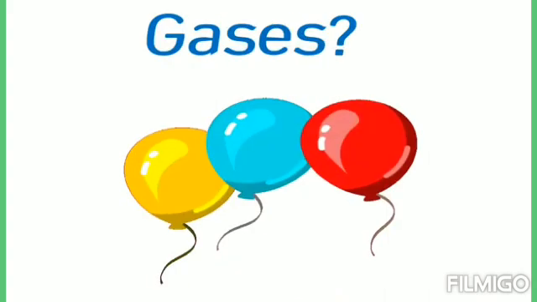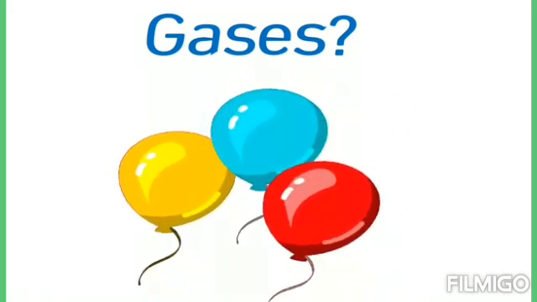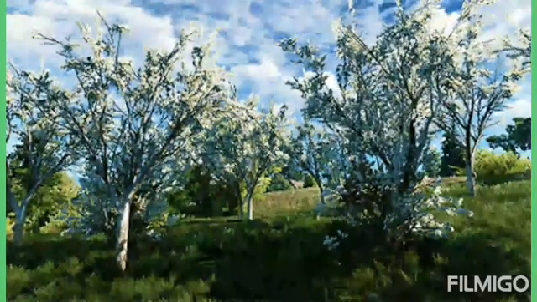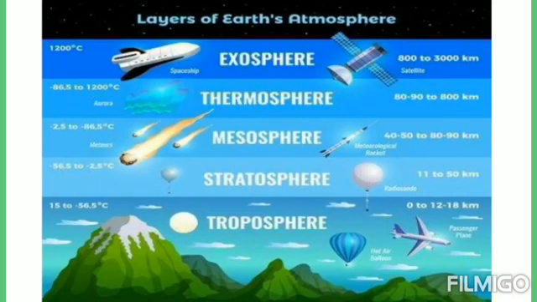Then what about the gases? Do you think they exert pressure? You know that there is air all around us. This envelope of air around us is known as atmosphere. Pressure that is exerted by this air is known as atmospheric pressure. Remember, atmospheric pressure goes on decreasing as we go upwards. But before that, let us study the layers of the atmosphere.